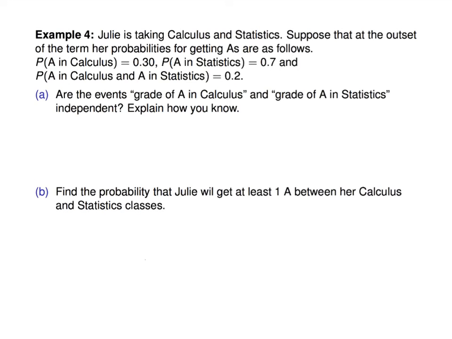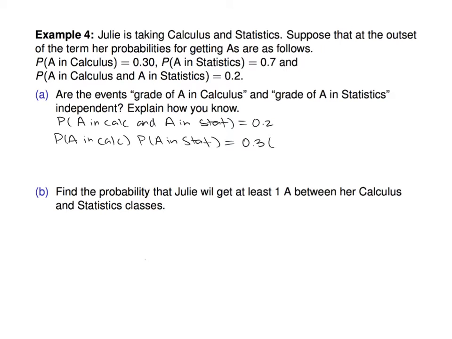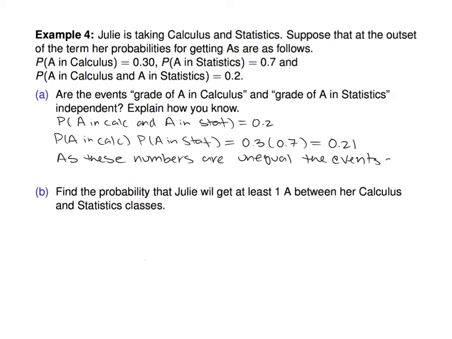Explain how you know. Well, we're told P of A in calc and A in stat is equal to 0.2. And let's check and see what P of A in calc times P of A in stat is equal to. Well, calculus 0.3, statistics 0.7, it works out to be 0.21, and oh, so close, but not quite. Close doesn't count. They have to be equal to be independent. So, as these numbers are unequal, the events are dependent.